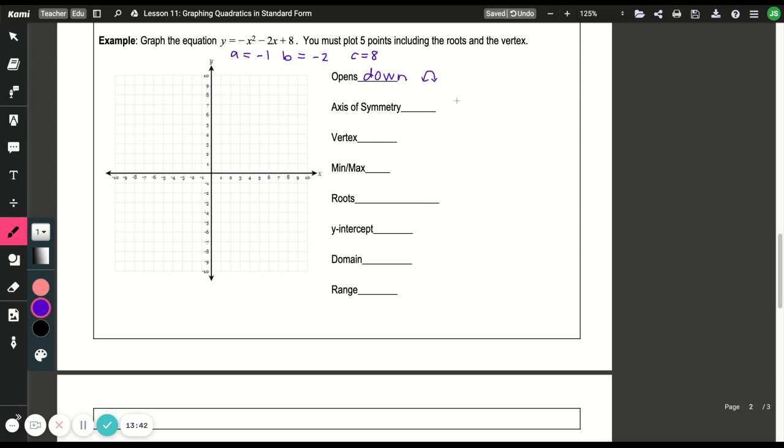My axis of symmetry, X equals negative B, which is negative 2, divided by 2A. And A is negative 1. So that makes that positive 2 divided by negative 1. Positive 2 divided by negative 1 is negative 2. So X equals negative 2. Okay, so I'm going to put that on my graph. Here's the axis of symmetry at negative 2.